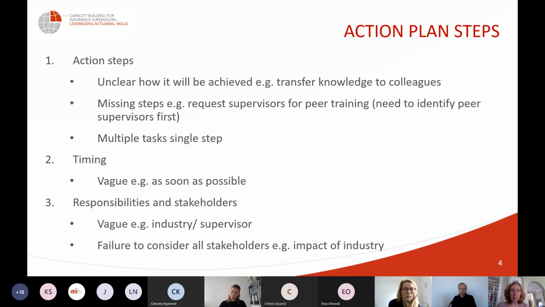So we need to be very precise and make sure that we are quite clear on how these steps will be achieved. Sometimes we're missing steps. So there's an example where one of the supervisors wants to have peer training, but you would need to identify which supervisors you would like to engage with first. And then sometimes there are areas where there's more than one activity happening in the same step. So try and break down your action steps into small steps that you'll be able to measure: have I achieved this step? Can I go on to the next one?